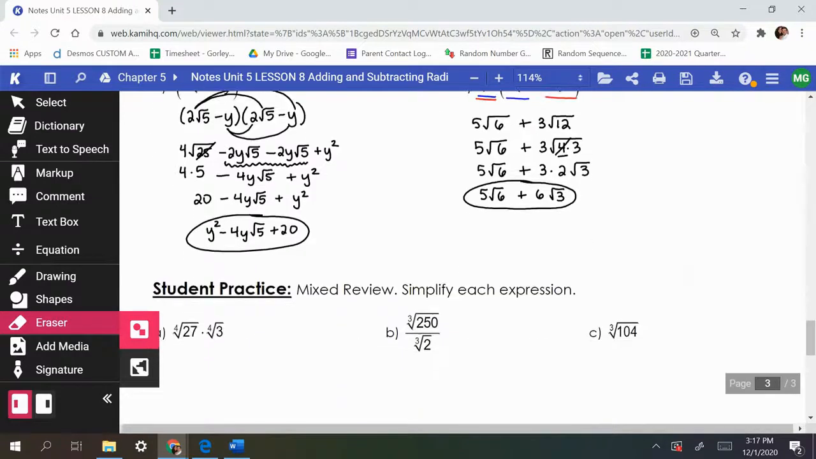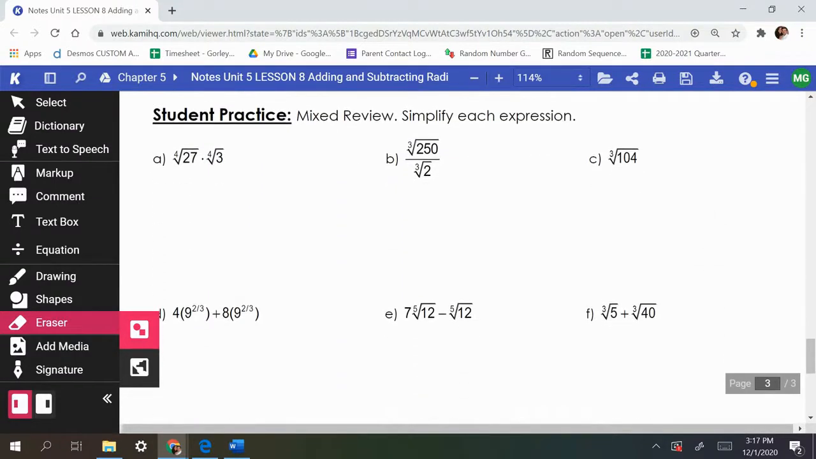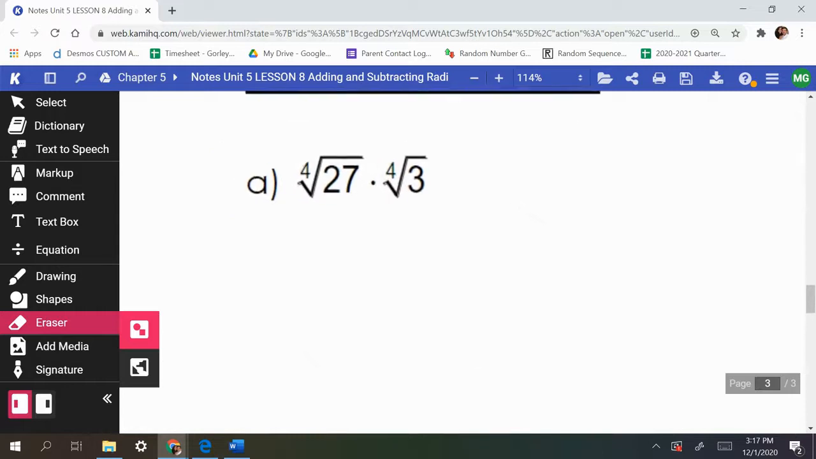All right, at this point, why don't you pause the video and try some of these student practice examples. Hi there, welcome back. Let's see how you did. I'm going to start on part A and move through these pretty quick.